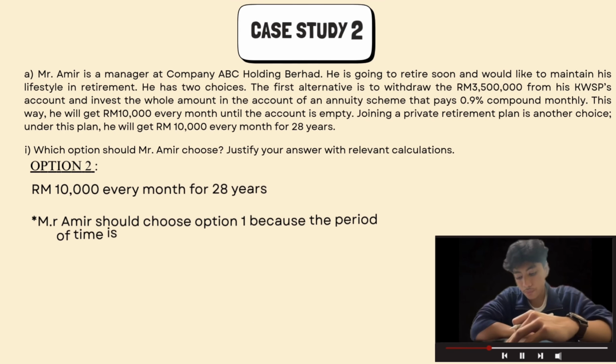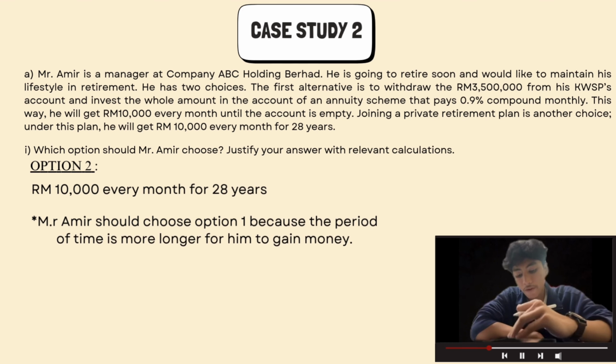For choice 2, he will get RM 10,000 every month for 28 years only. So the answer is he should choose the first choice, because the first choice takes a longer time for him to gain money.